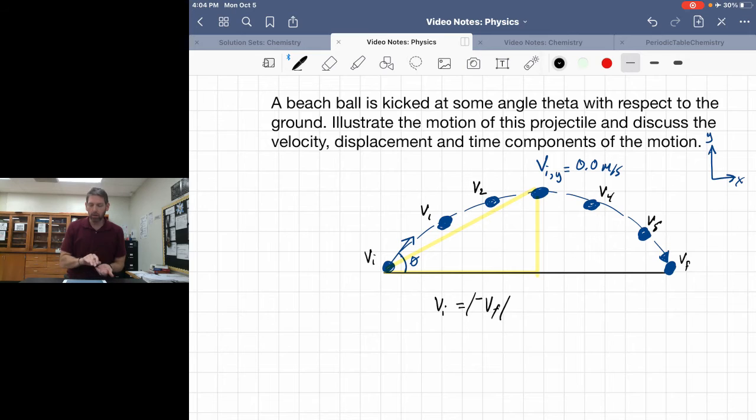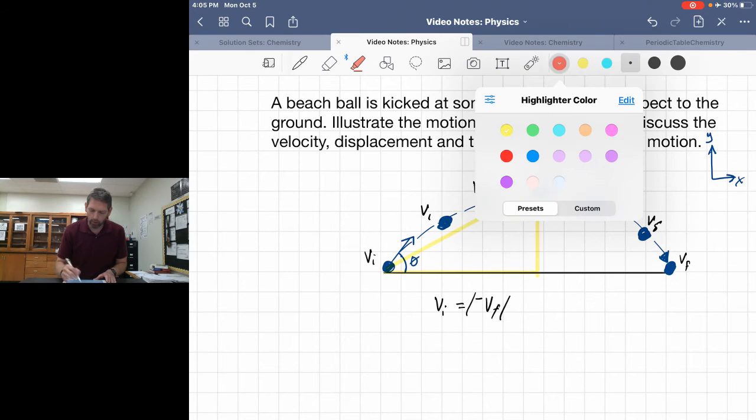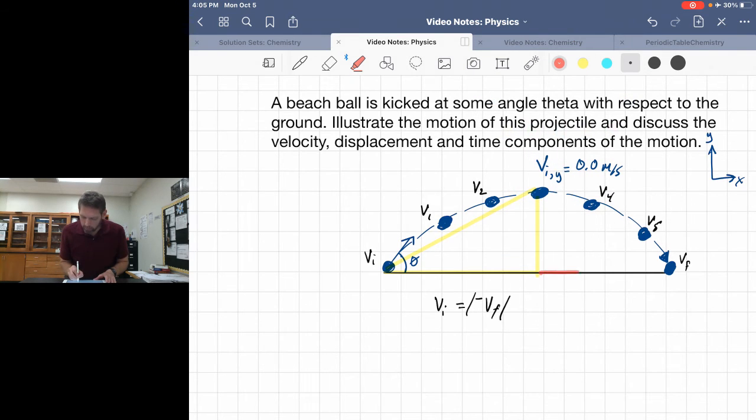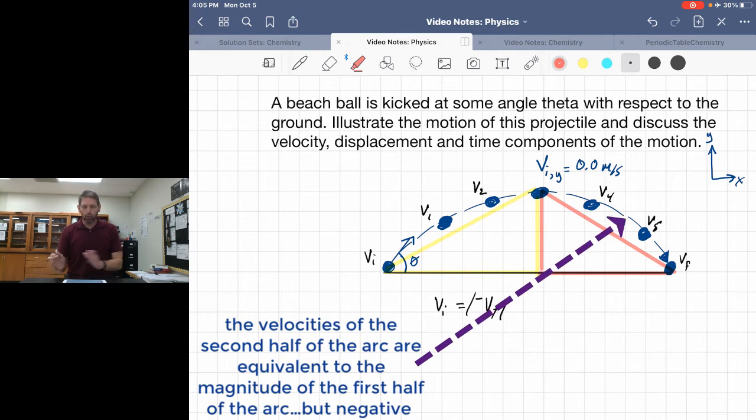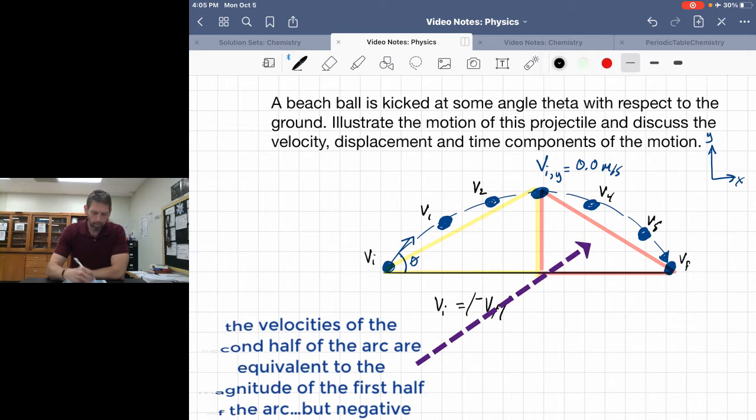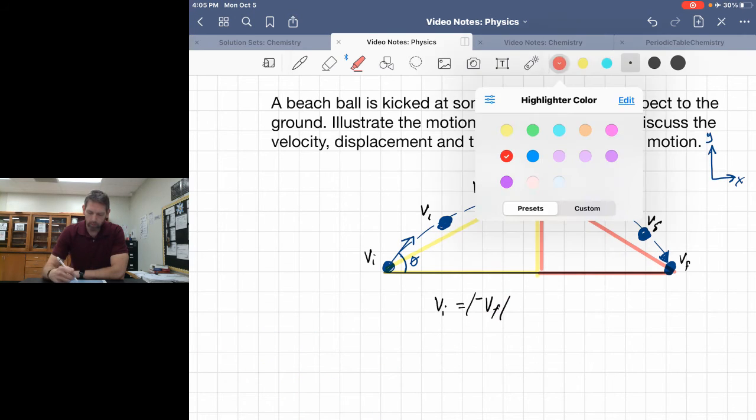But then, if you think about it, if we take this left side and we flip it over and mirror it, and to mirror it, I will take a different color. The second half here is equivalent to the first half. The only difference is the magnitudes are a negative value because it's traveling downward. That is the only difference.